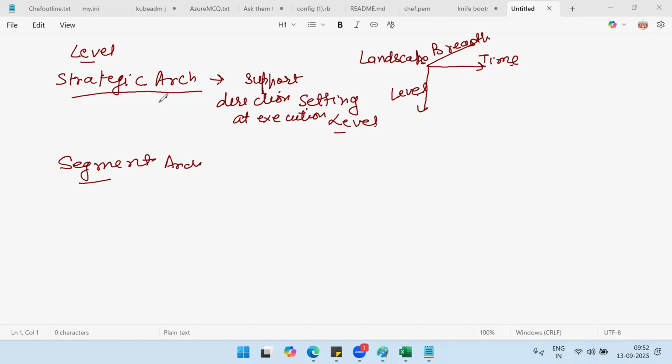So this is a big design, meaning entire system design. This is a program design, operation support design. So that is the segment architecture. Okay.